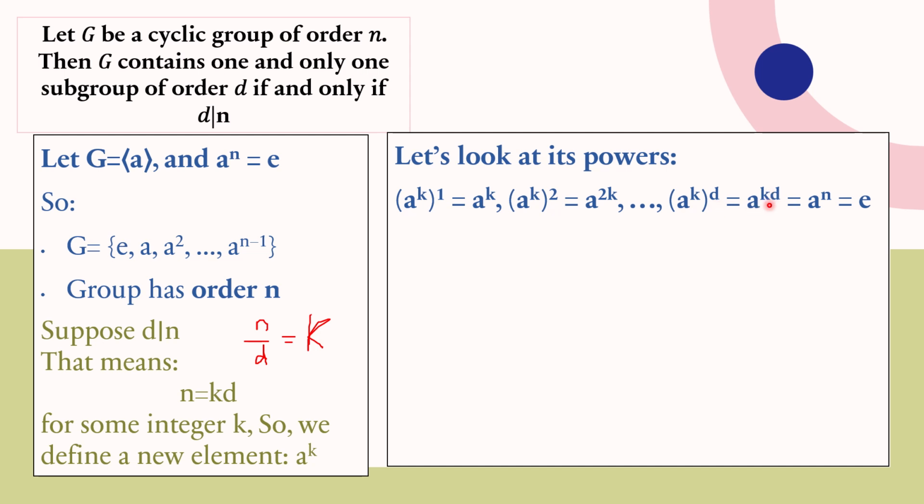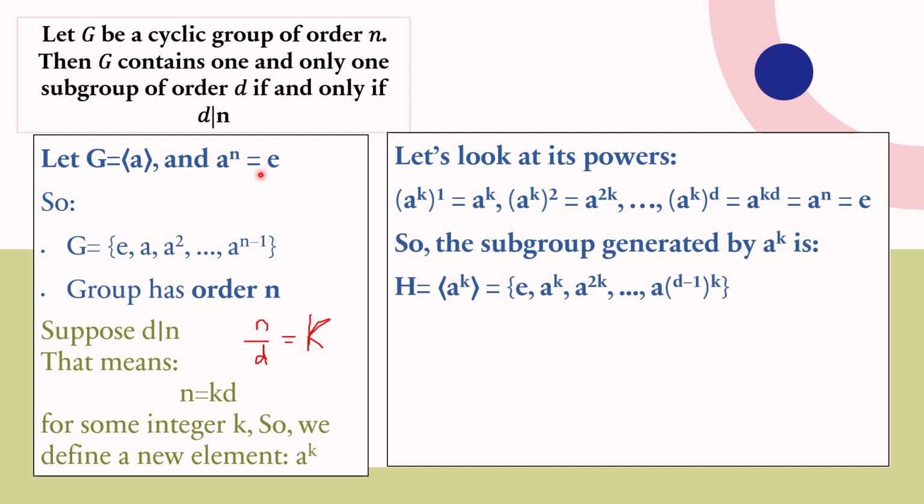Now kd, we know, is equal to n, according to n is equal to kd, so it will be a raised to n, which is equal to the identity according to the first statement, right? So when we get this, the subgroup is generated by a^k, which is H. Now we take the name of the subgroup as H, which is generated by a^k, all right?